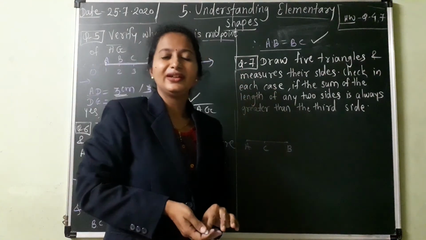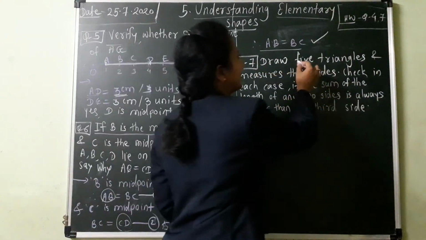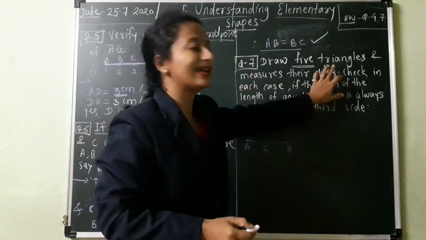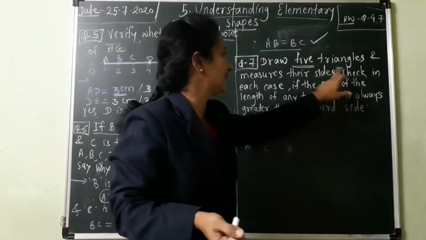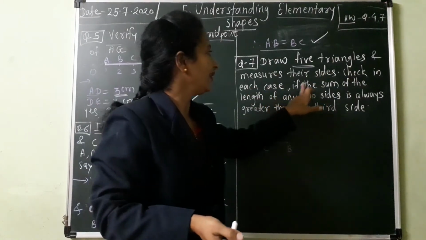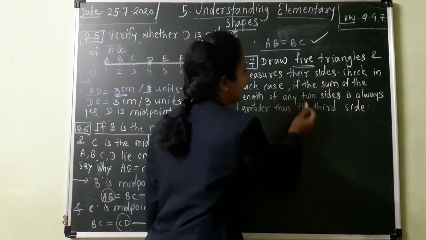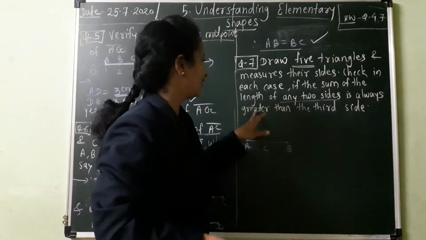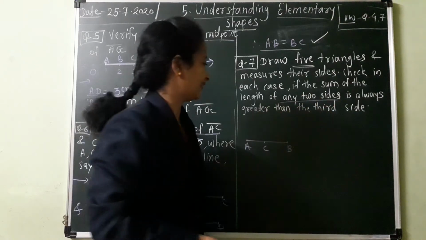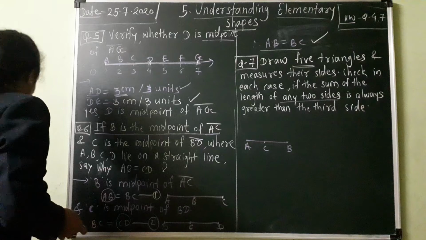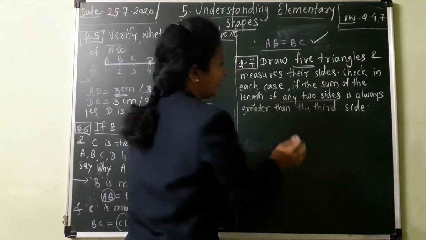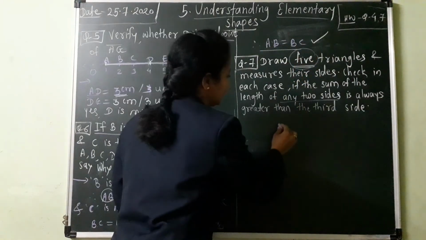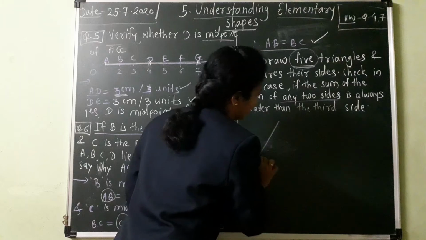Now question number 7 is very simple. Here draw 5 triangles and measure the length of their sides. Check in each case if the sum of the lengths of any two sides is always greater than the third side. Here I will draw one triangle, but in your notebook you have to draw 5 triangles and check. You have to draw by using a scale.